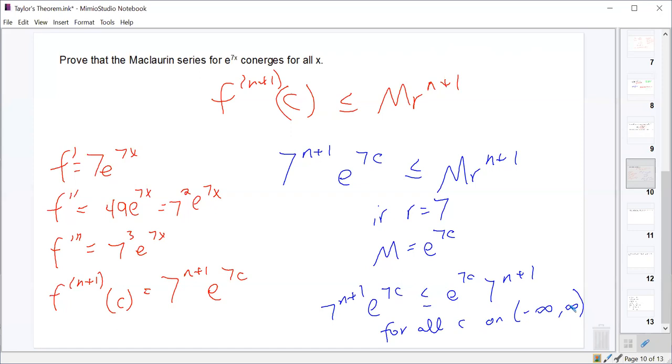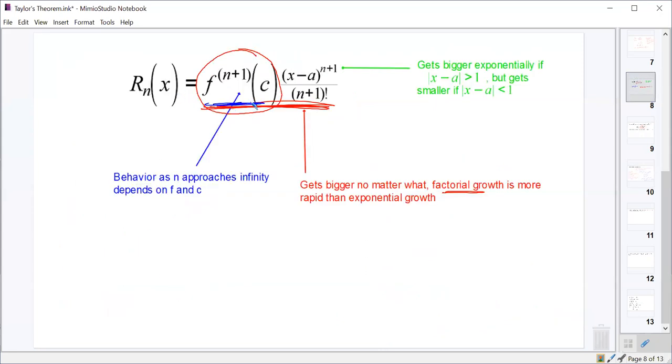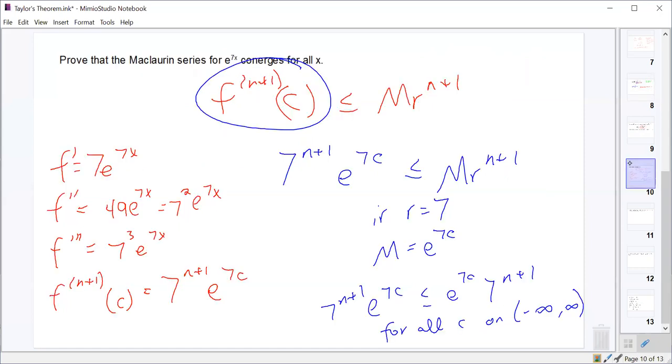And since that's true for all c values from negative infinity to infinity, that means that e to the 7x converges for all x. It means that this chunk here is not contributing anything more than exponential growth times some constant. And as long as this derivative piece from our remainder is not contributing any more rapid growth than exponential times a constant, then this thing must converge for all real numbers. Good or no? This is like the theoretical stuff that you're probably not going to see on the AP test.